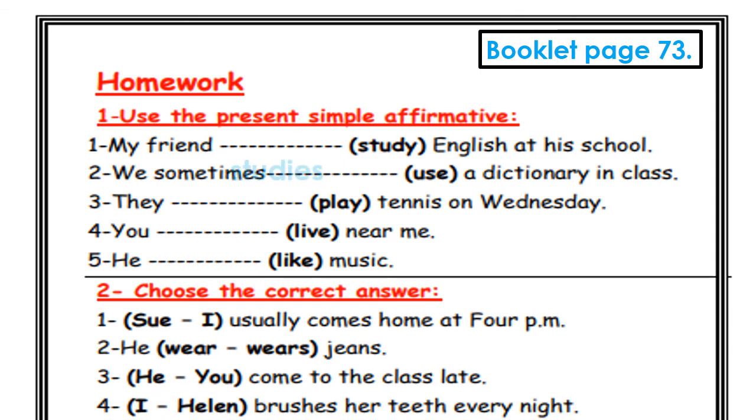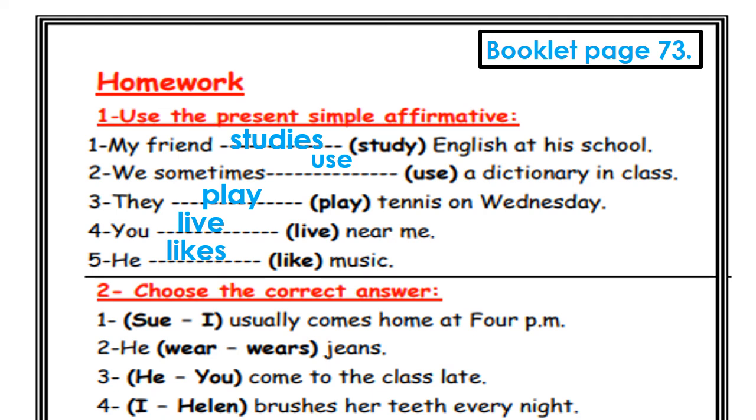The right answer will be studies. Number 2, we sometimes, between brackets, use a dictionary in class. The right answer will be use. Number 3, they, between brackets, play tennis on Wednesday. They play tennis on Wednesday. Number 4, you live near me. The right answer will be live. Number 5, he like music. The right answer, he likes music.